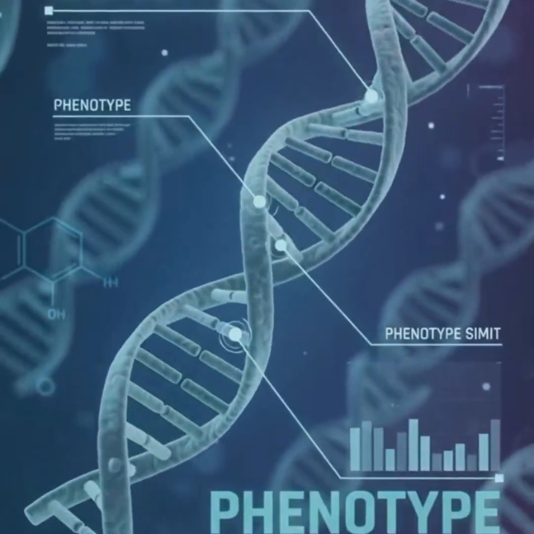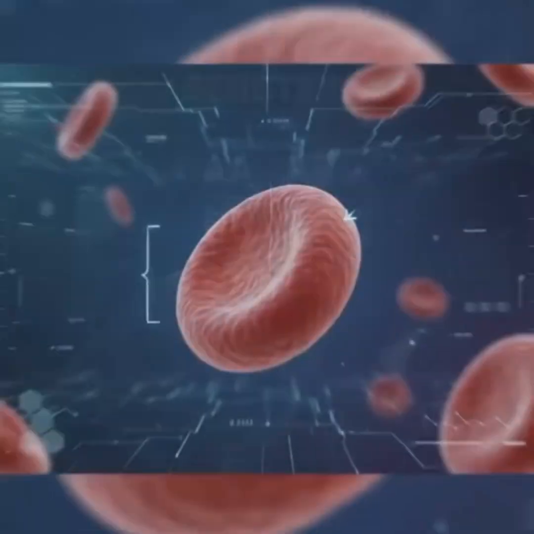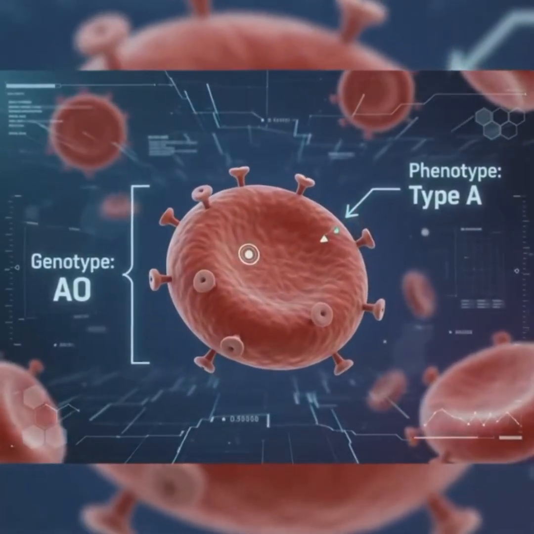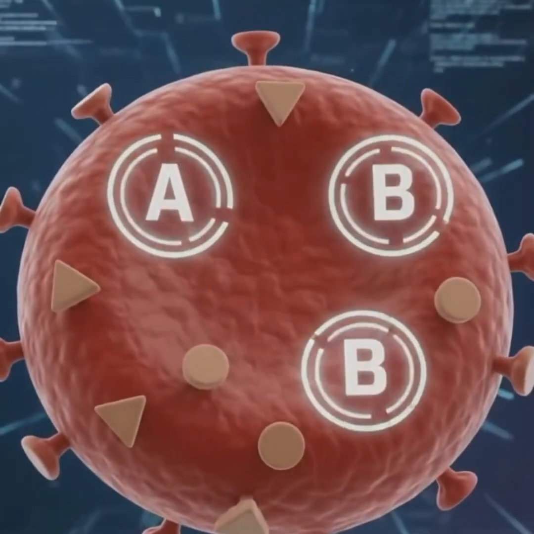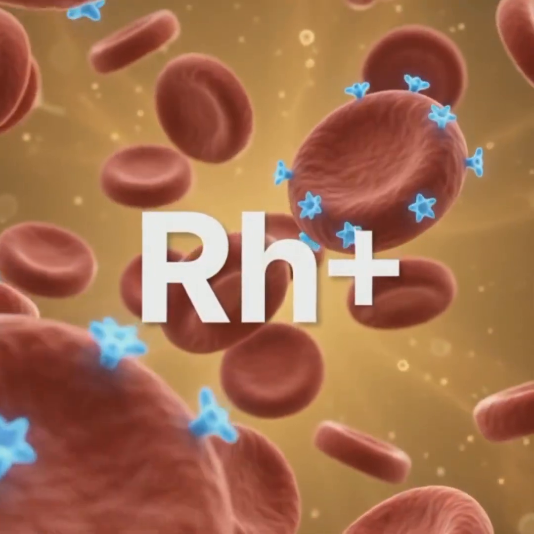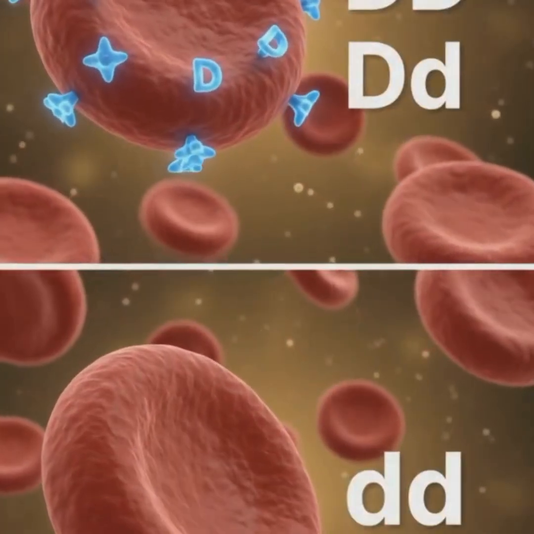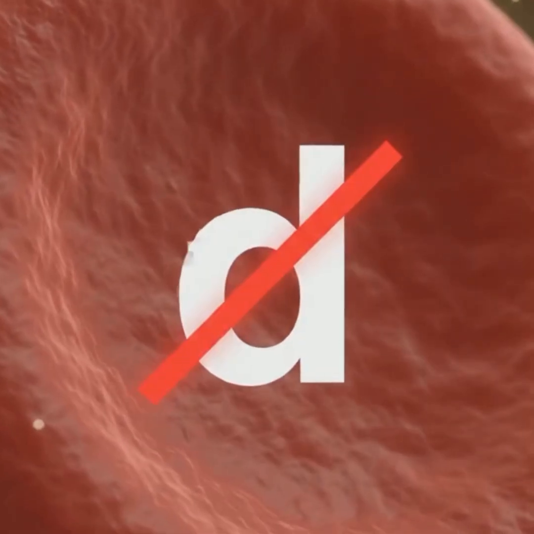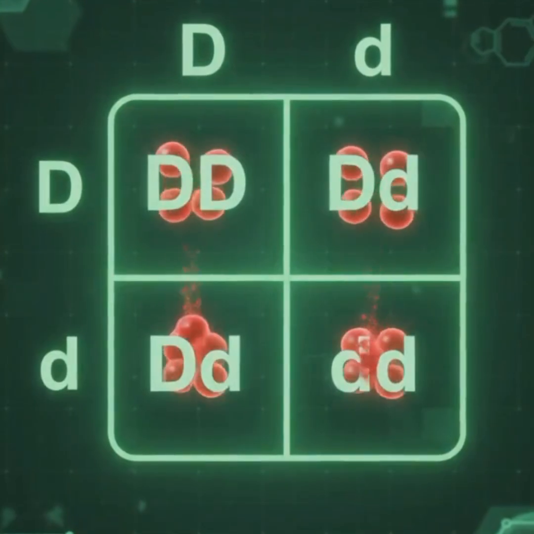Genotype is your genetic makeup, while phenotype is the expressed trait. In the ABO blood system, A and B alleles are completely dominant to O. However, A and B are codominant. RH inheritance is modeled as a single gene trait. Rh positive is dominant, while Rh negative is recessive. The d notation signifies the absence of the RHD gene.